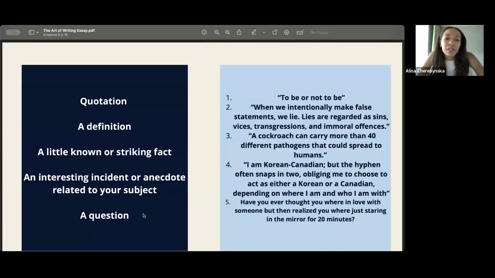And you can also start with a question. For example, have you ever thought you were in love with someone, but then realized you were just staring in the mirror for 20 minutes? And for example, it may be a great essay about self-esteem or self-love. And actually, there are many more ideas that you can use as a hook in your essay writing. It may be, for example, dialogues, maybe proverbs, it may be combative statements, it may be challenges, and so on and so forth.